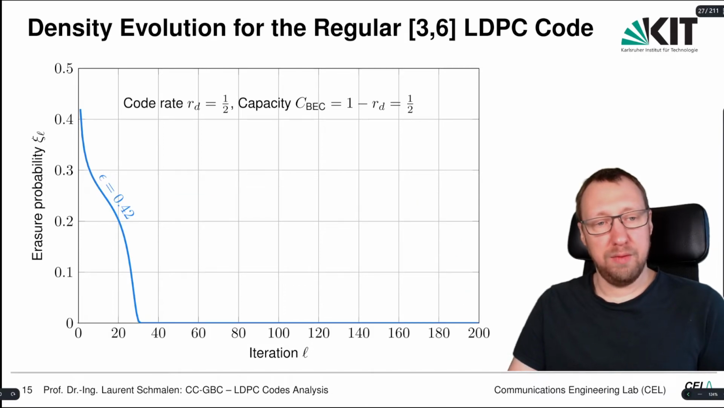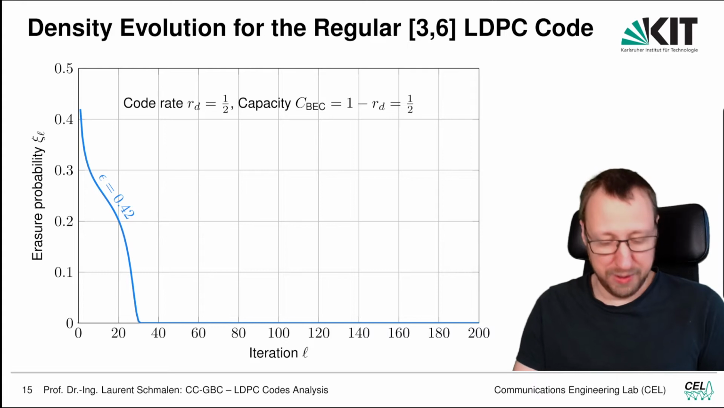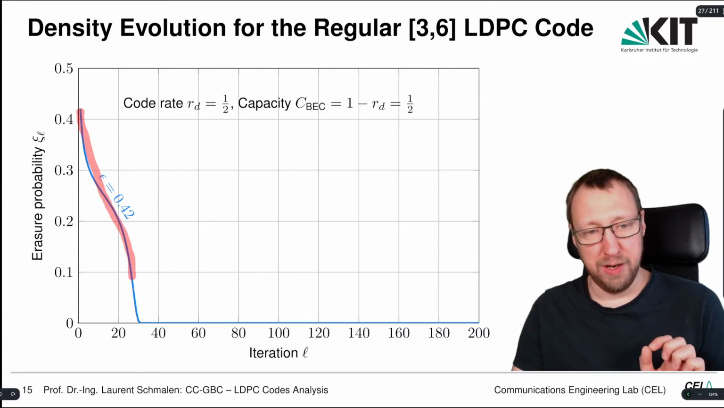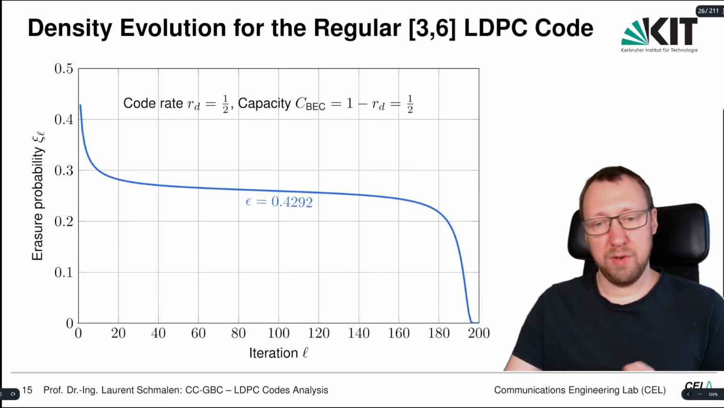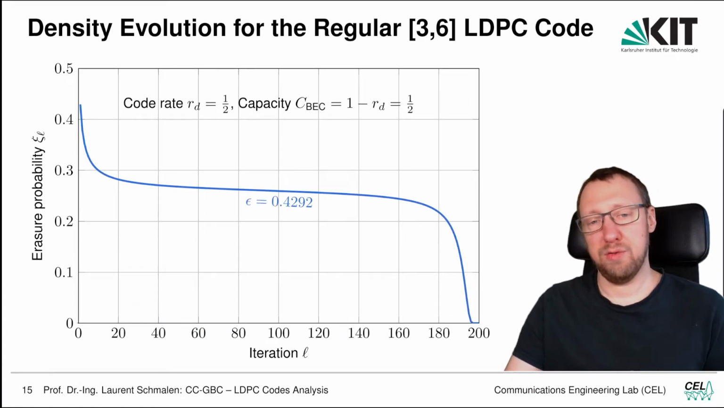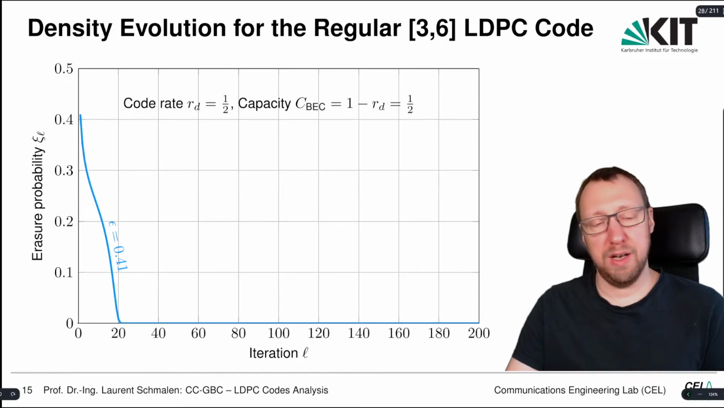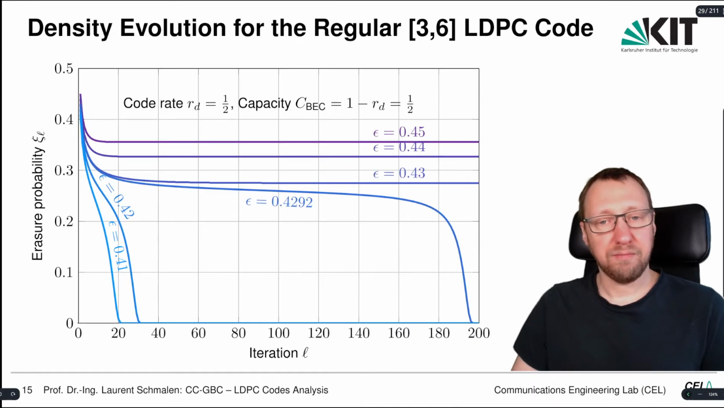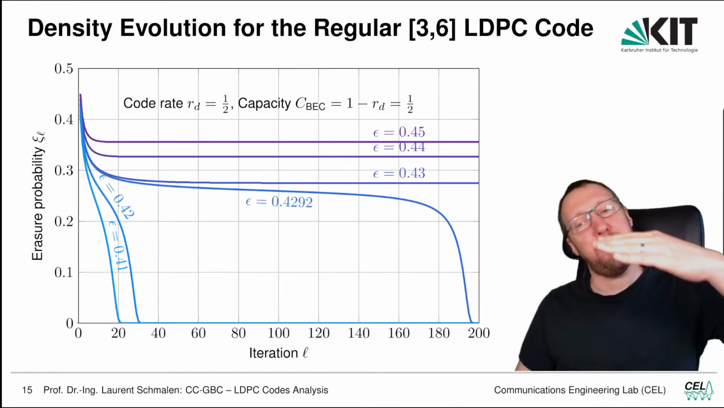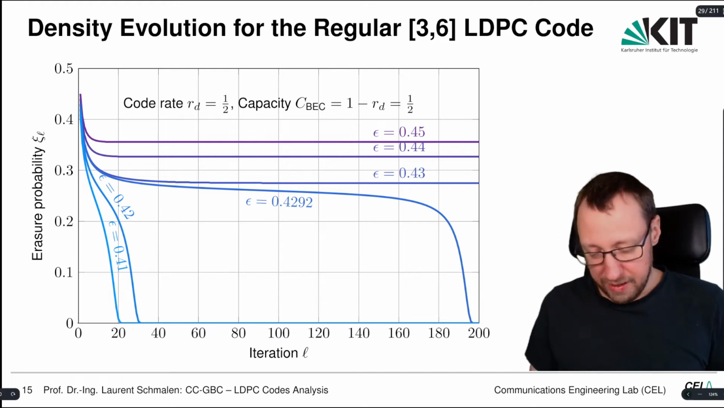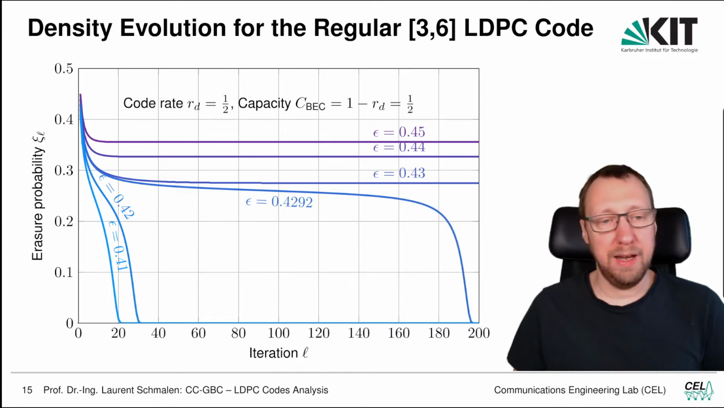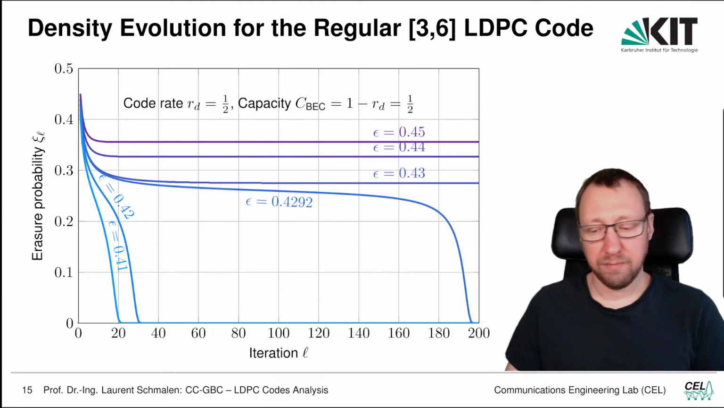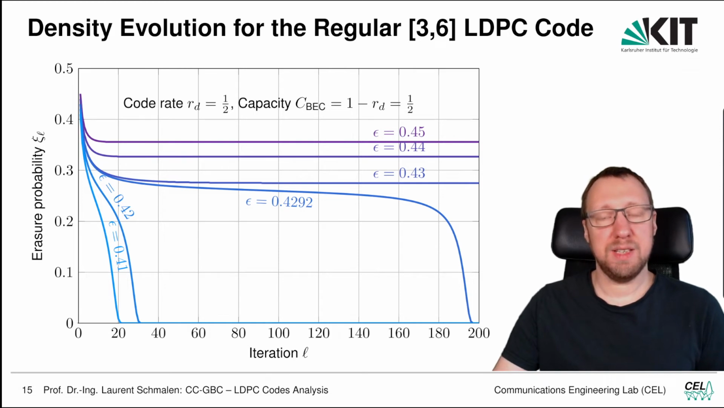So let's take a look at what happens if we decrease further. If we have 0.42, so we decrease just a little bit further, we converge already after 30 iterations. And if we decrease further, 0.41, after 20 iterations, we're done. So this summarizes it. So you see that there is some phase change, and below some epsilon the error will decrease very rapidly, and we can decode our code. Very nice.